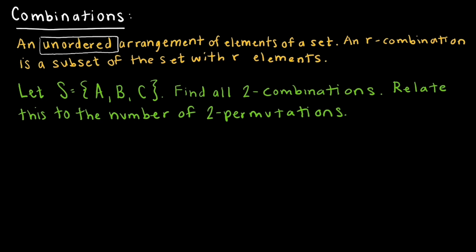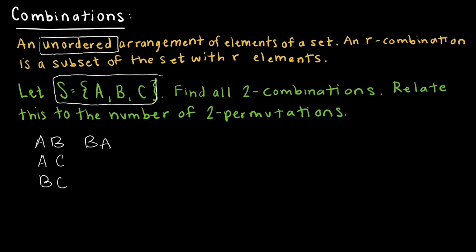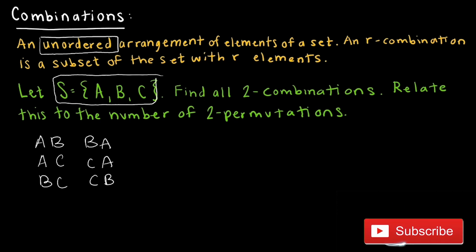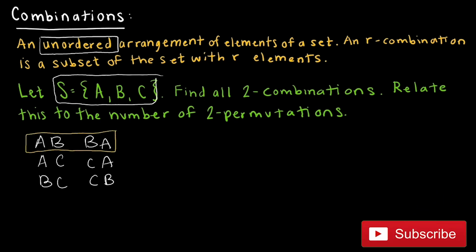If you'll notice, in our last example, we used the exact same set S containing elements A, B, C, and when we found the permutations, we said we could have AB or AC, we could have BA or BC, and we could have CA or we could have CB. The reason I've written them in this way is because AB and BA are really the same set if order doesn't matter. And AC and CA are the same set, and BC and CB are the same set. So when we had permutations, we had 6, but now the number of combinations is 3.